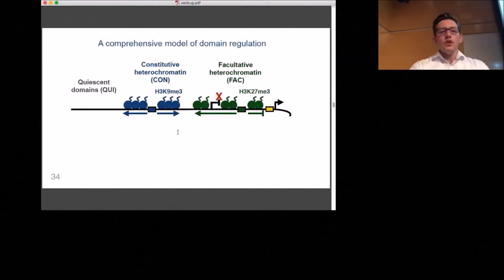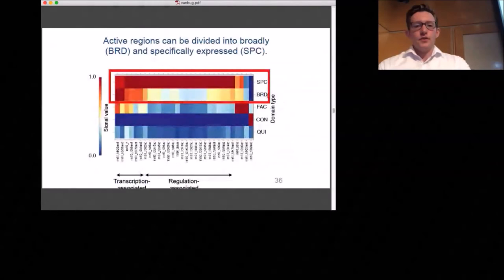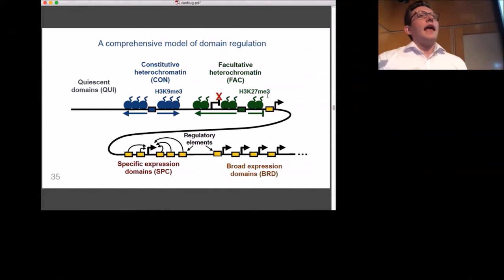Three types that we discovered were ones people had already known about. The three types are called quiescent domains, constitutive heterochromatin, and facultative heterochromatin. I'm not going to go too deep into these. Constitutive heterochromatin is defined by histone modification H3K9 trimethylation, facultative heterochromatin by the histone modification H3K27 trimethylation. Okay, so then our novel discovery was a distinction between two types of active domains. As far as we know, this was not known before in humans. It had been observed before in fruit flies. So the two active domain types we called specific expression domains and broad expression domains.